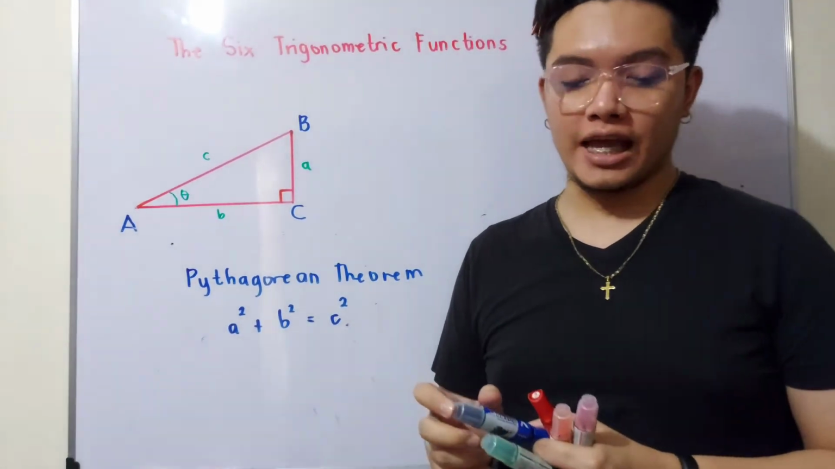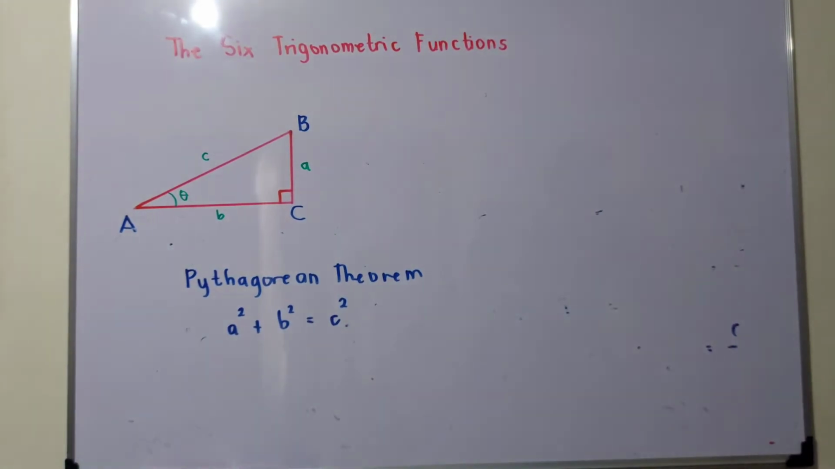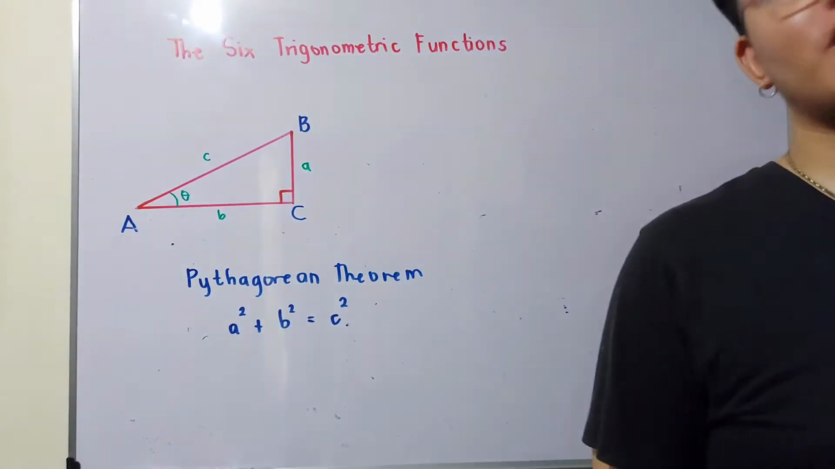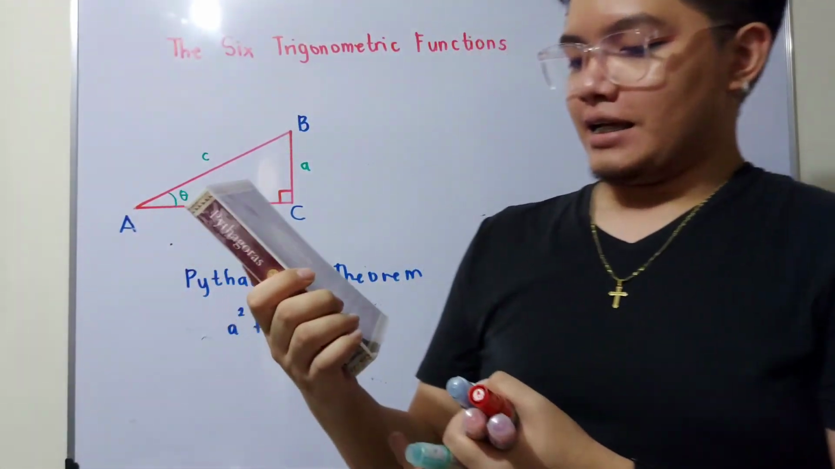He was an ancient, ano ba siya? Okay, meron akong libro dito about him. Yung libro ko about kay Pythagoras. Ayan.